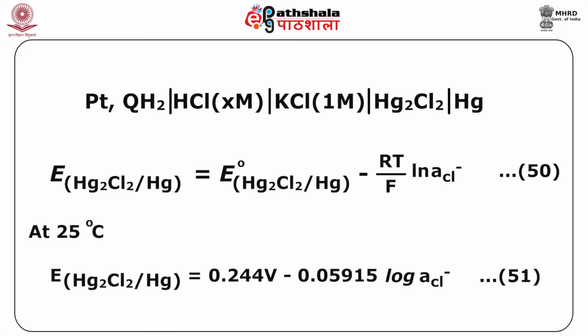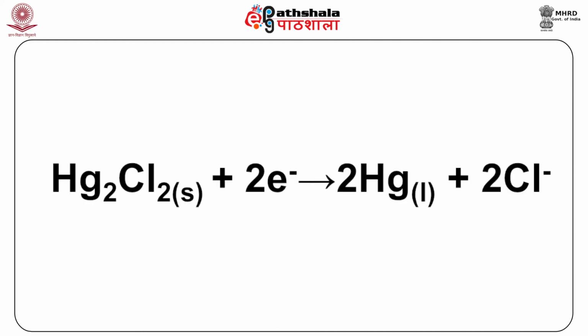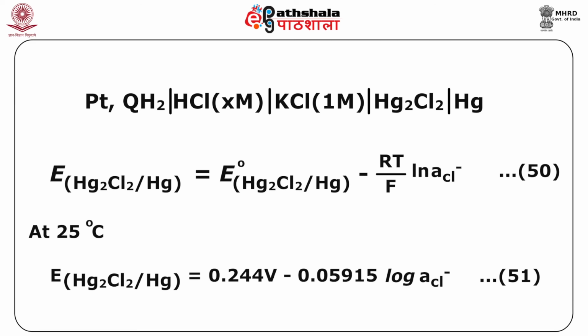There are several methods for determination of activity coefficient. The measurement of electromotive force of a cell is one of the convenient methods. Consider here that different molarities of HCl solution are used. The half reaction for the right electrode is Hg2Cl2 solid plus 2 electrons gives 2 Hg liquid plus 2 Cl minus, and the half cell potential is E of Hg2Cl2/Hg equals E naught minus RT by F ln a of Cl minus. This is our equation 50.